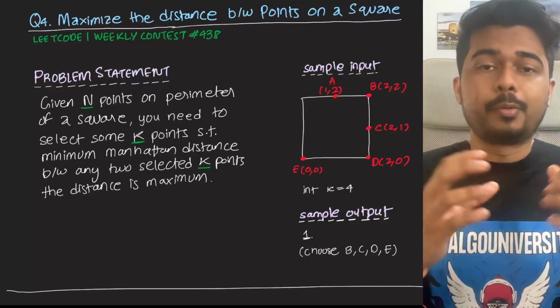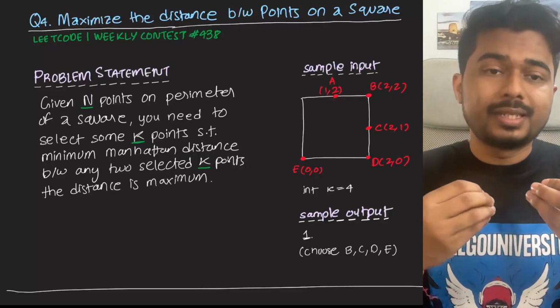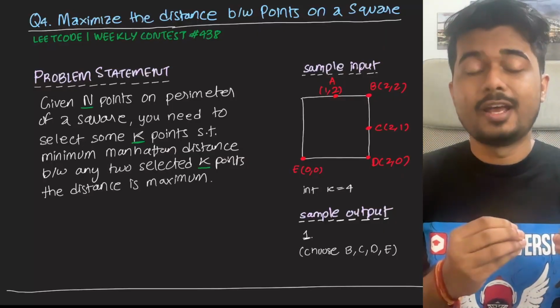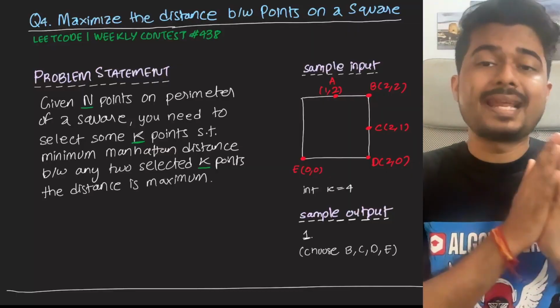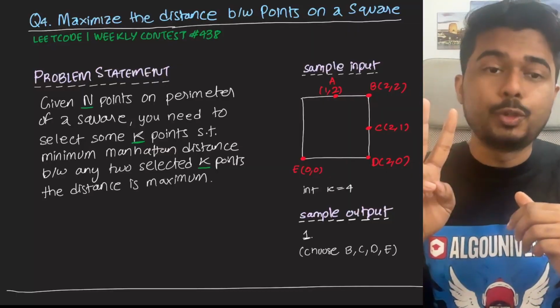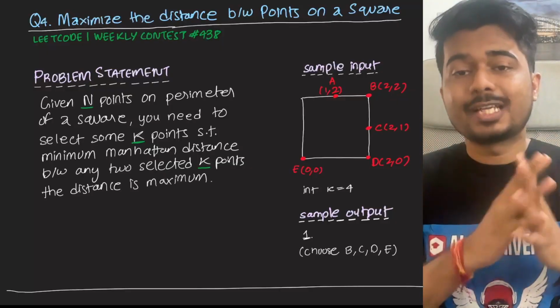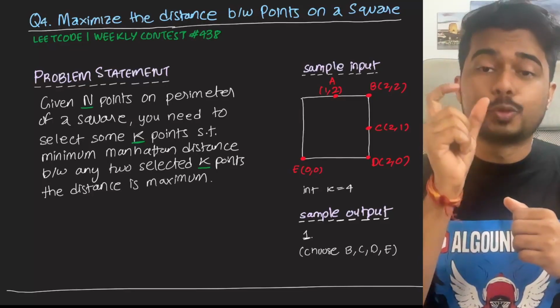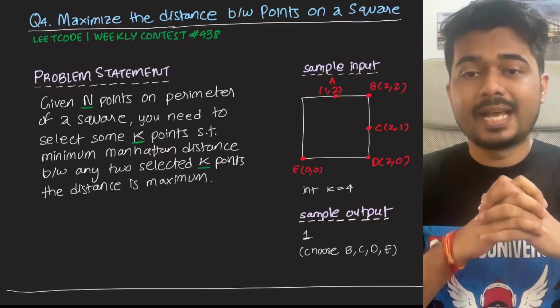We are given n points on perimeter of a square, and we are required to select some k points out of the given n points such that the minimum Manhattan distance between any 2 points that we have selected should be as large as possible, right? So we want to maximize the smallest distance between the k selected points that we have chosen.